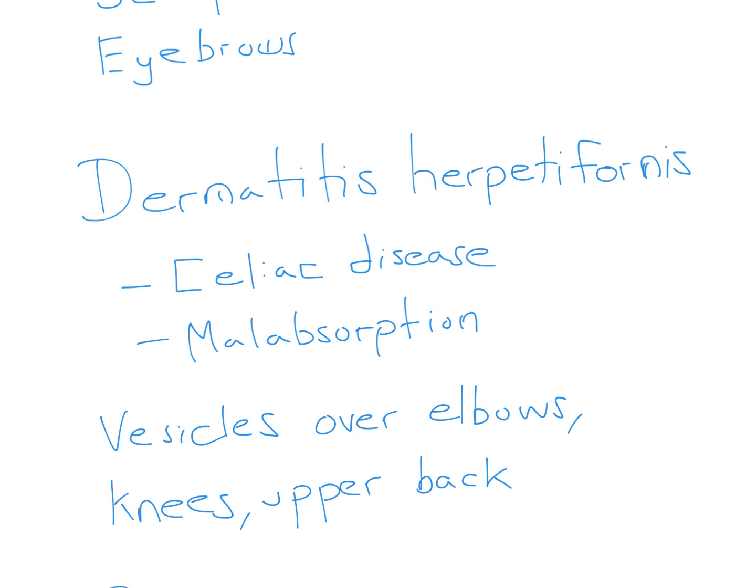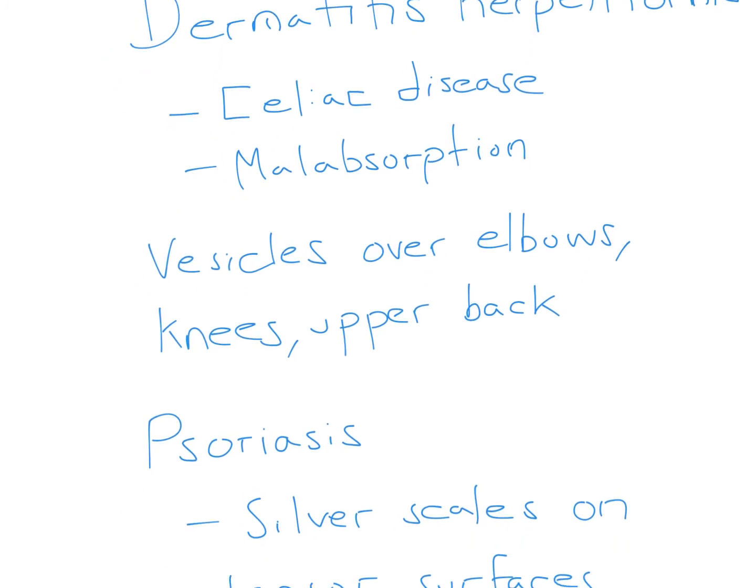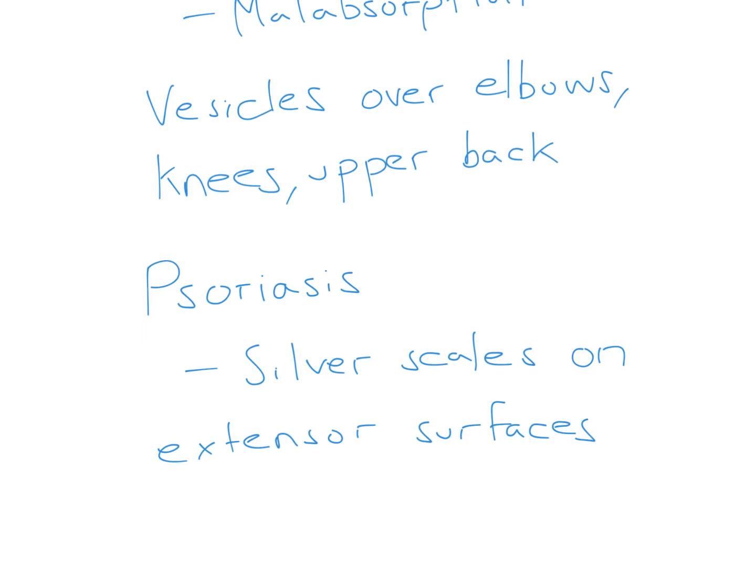This is associated with GI problems such as celiac disease and malabsorption. In these cases, you're going to get vesicles over the elbows, the knees, and the upper back. This patient specifically had it over the area in front of the elbows, and not necessarily the elbows themselves. And then finally, we have psoriasis, which is going to show up with the classic appearance of silver scales, and they're usually on the extensor surfaces of the extremities.